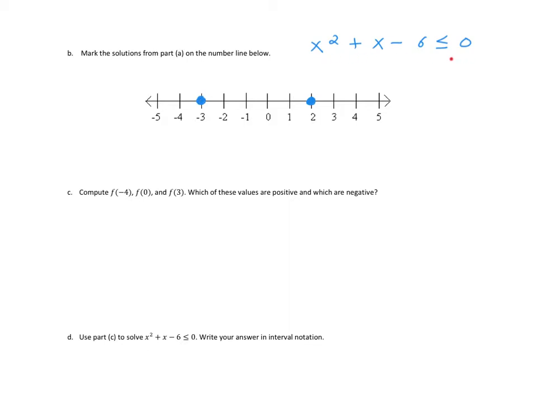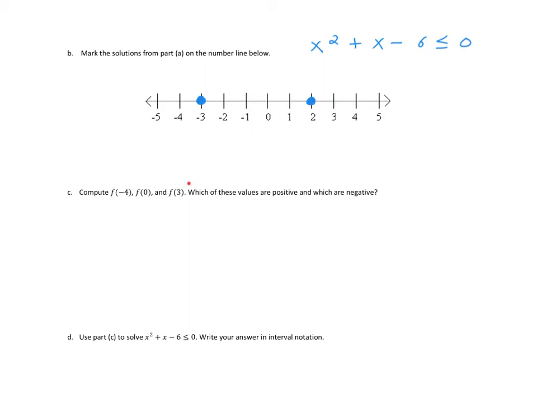So in terms of where this thing is less than 0, since I already know where it is equal to 0, there are three places that we have to check. We'll check to see if it's positive or negative here, here, and here. Every place where it is negative, we want to include that region on the number line. That takes us to part C. We're going to compute f of negative 4, so we'll just figure out if it's positive or negative here. We'll compute f of 0, so again, we'll figure out if it's positive or negative here. And then we'll do the same thing for 3, figure out if it is positive or negative here.